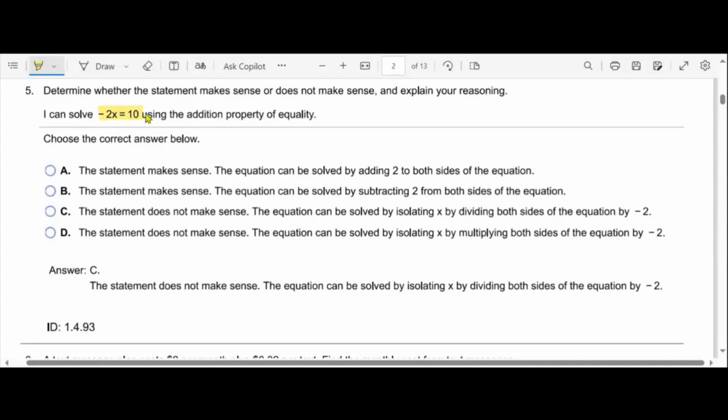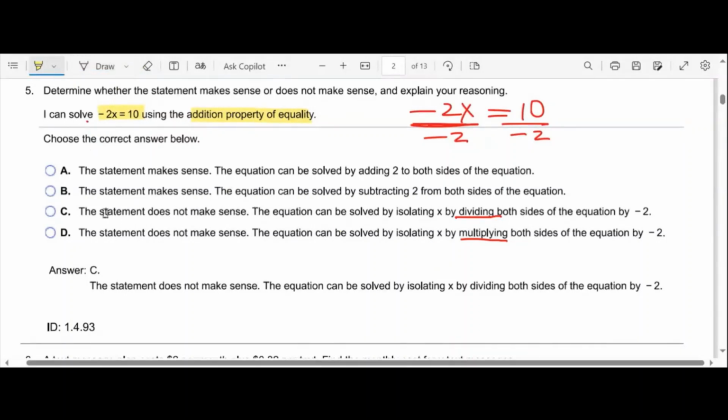So determine whether the statement makes sense or does not make sense and explain the reason. I can solve negative 2x equals 10 using the addition property of inequality. If you want to solve for x, do you use addition, division or multiplication? What should I do? Should I divide by -2? Yes, divide both sides by -2. So which one is the correct answer, C or D? C, because we are dividing.